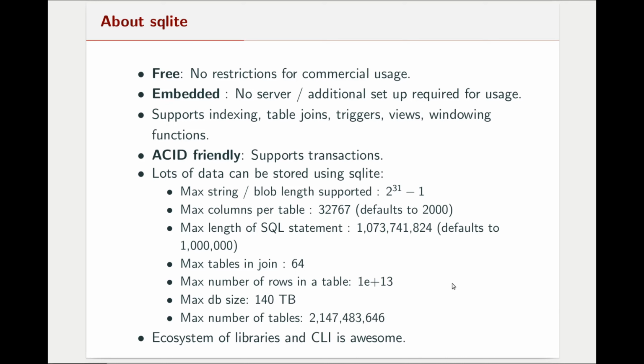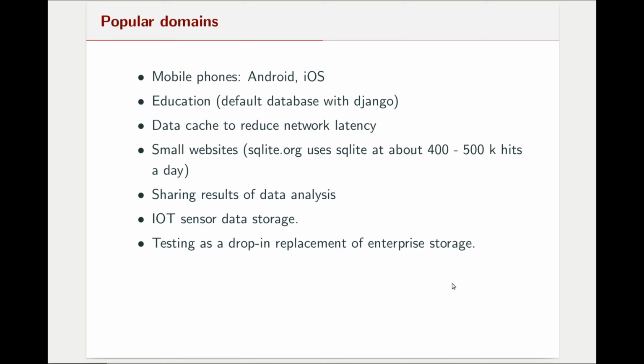Having seen why you want to use sqlite3, let's now see where sqlite3 is widely used. Mobile phones like Android and iOS make use of sqlite3. Even your contacts application makes use of sqlite3 under the hood. Django is a Python-based web framework meant for rapid prototyping. Here in India, high schoolers learn web development using Django.